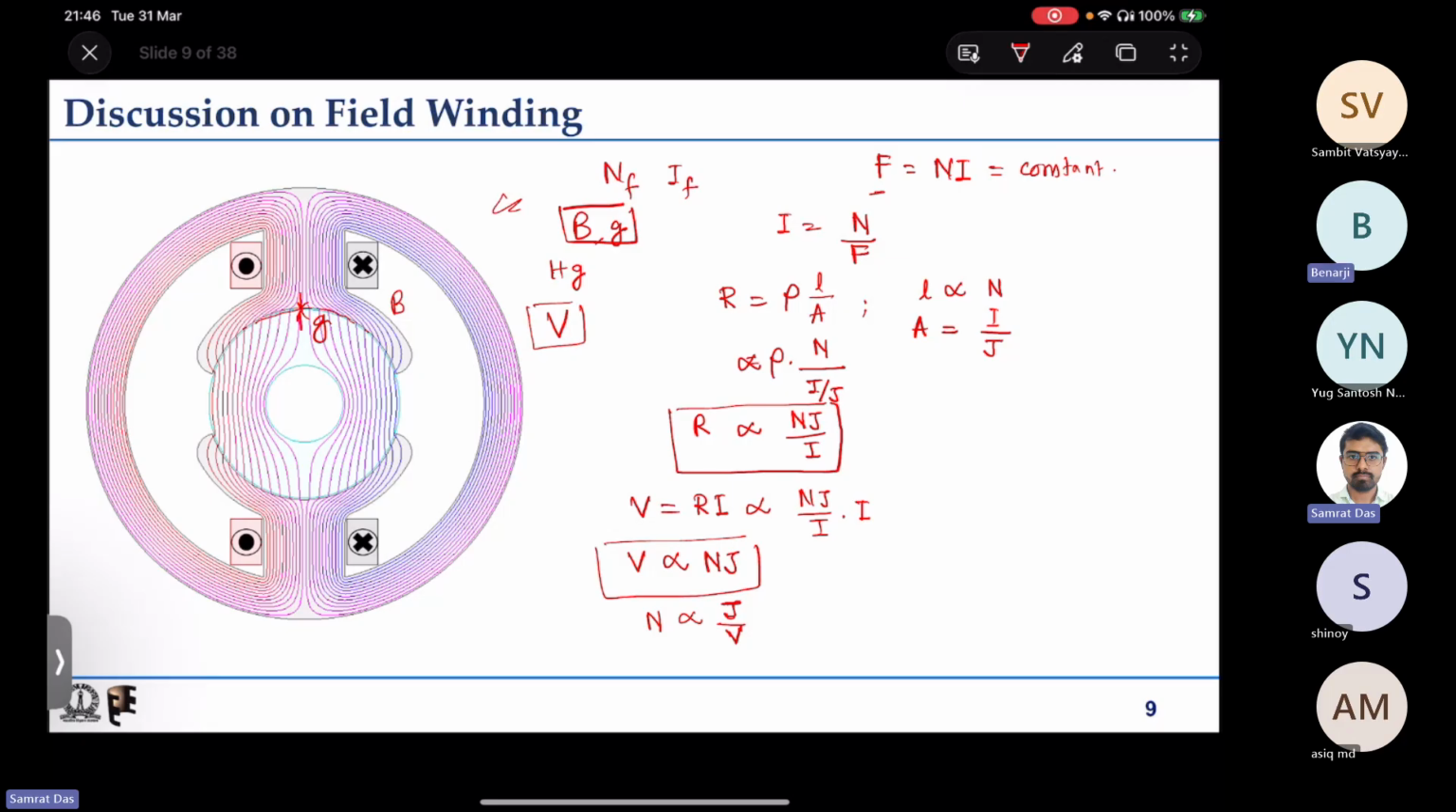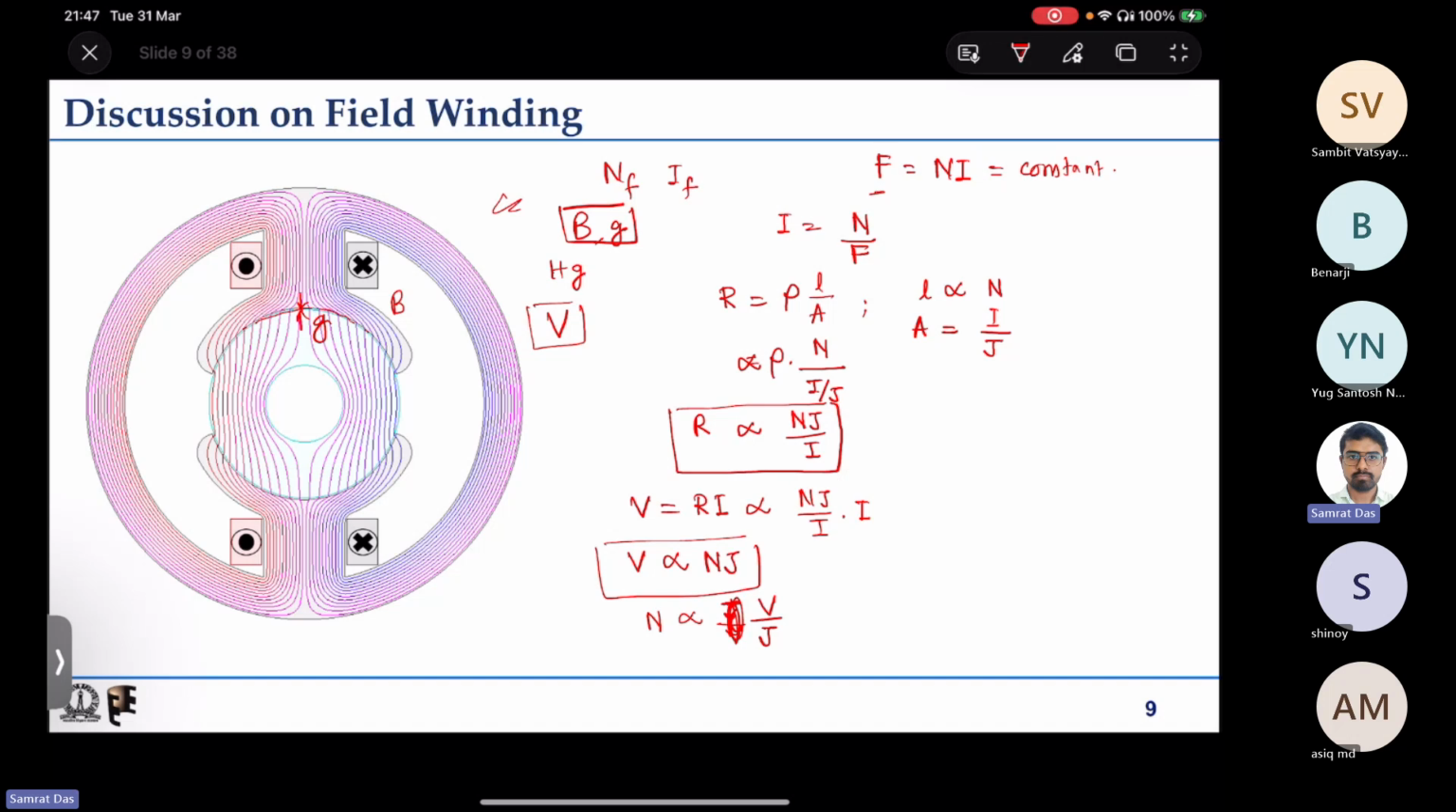Sir, from the equation which you have highlighted, V is proportional to NJ, right? Correct. So what is the mistake that I have done here? N equal to, sorry, V by J. That means that is correct. If V is fixed, then if we increase the current density, our number of turns will get decreased, and if we reduce the current density, then our number of turns will get increased. So that is what is coming from the voltage constraint.